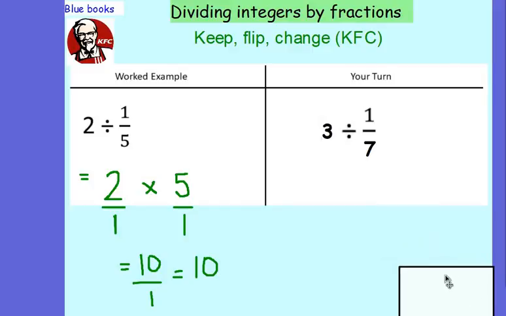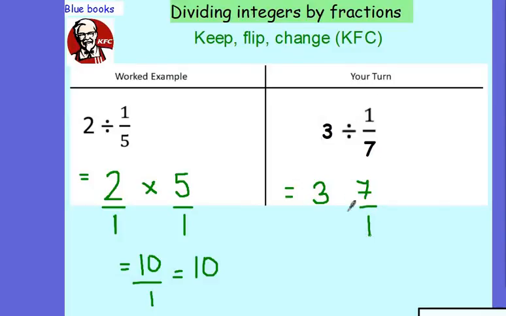In your dark blue books, pause the video and work out this question for me. Right, let's go through it. This time I want to keep my first number the same. My 3 stays as a 3. I want to flip my fraction the other way up. The 7 goes on the top, the 1 goes on the bottom. I change my sign to a multiply. I want to write a 1 on the bottom here just so I don't get confused. I've now got 3 times 7, which gives me 21. 1 times 1 just gives me 1. 21 over 1 is just 21.